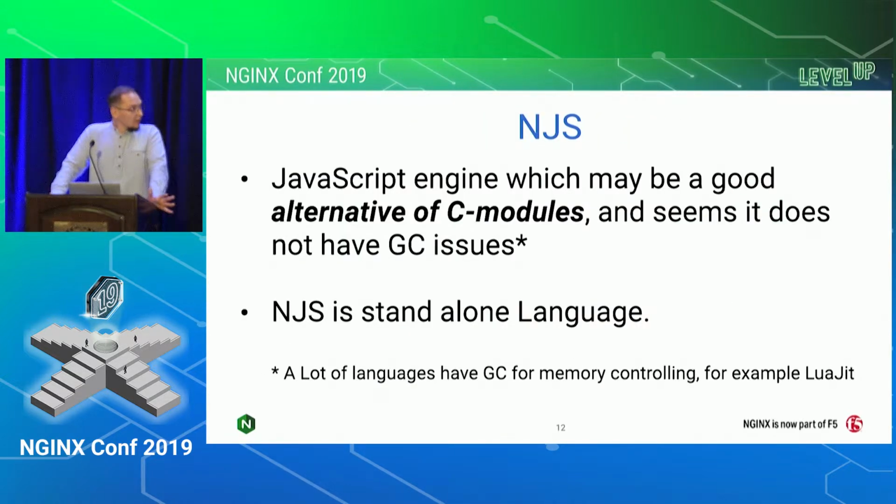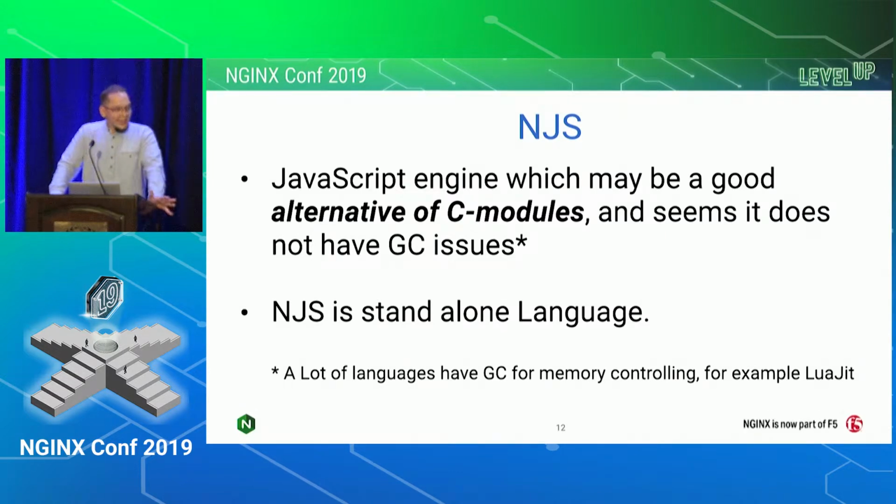And going forward, let's speak about what NJS is. Well, NJS is a JavaScript engine introduced by the NGINX core team. It was developed from scratch. It doesn't use V8 or other engines. It's just a standalone new engine.